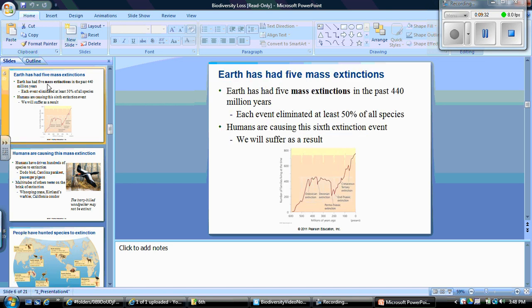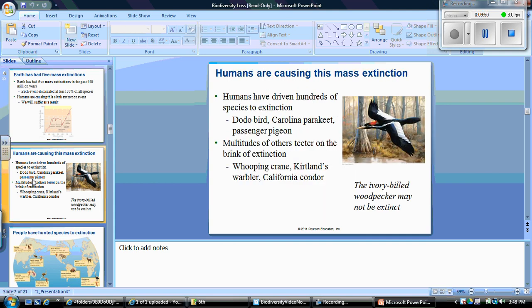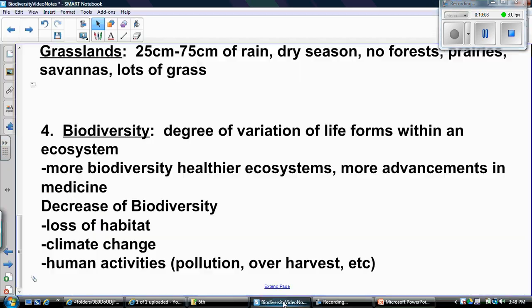Okay, Earth has had 5 mass extinctions that have caused a decrease in biodiversity. Each of these extinctions has removed at least 50% of all species. Humans are causing the 6th extinction. We are causing it with our pollution and our activities. So I want you to read through this PowerPoint and take a look at specifically what is causing a decrease in biodiversity. That will be linked on the website, so please make sure that you have that and you go through it and you read about it.